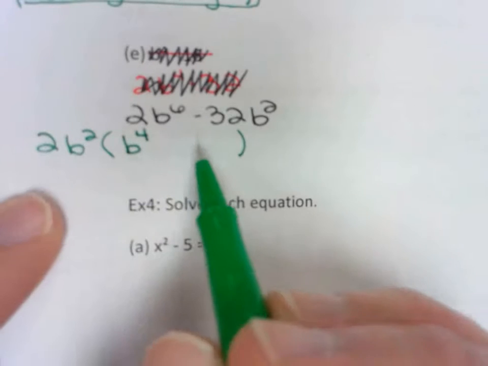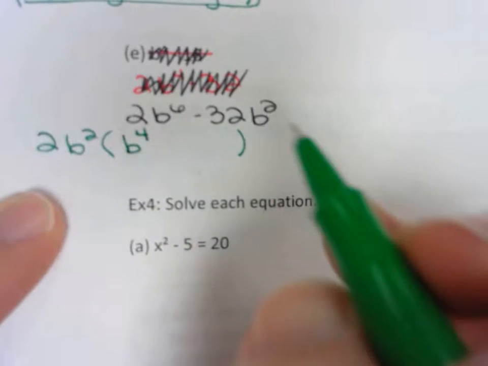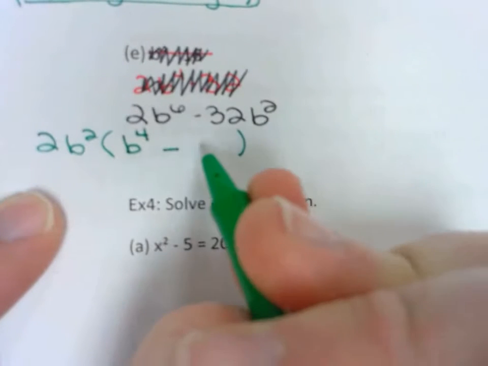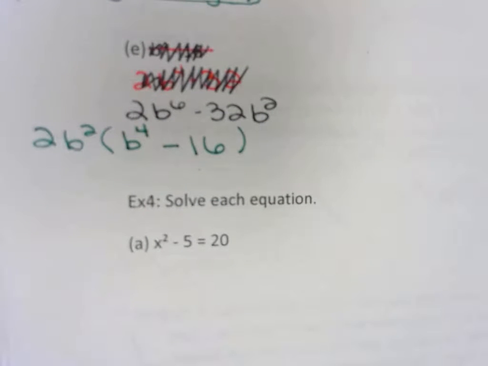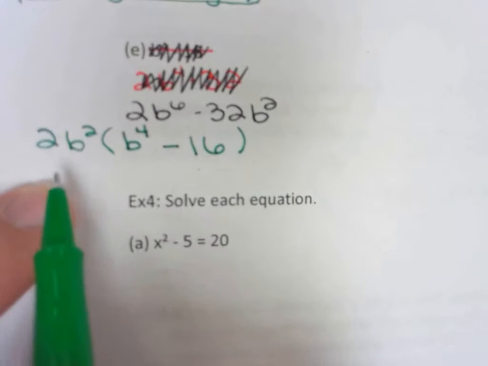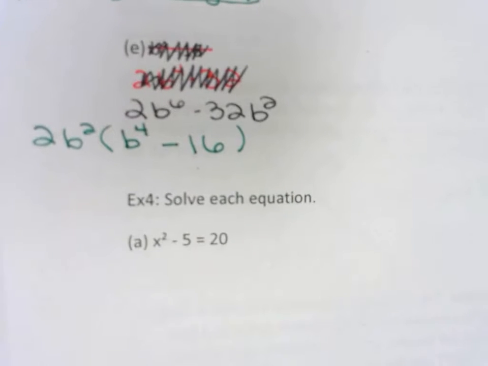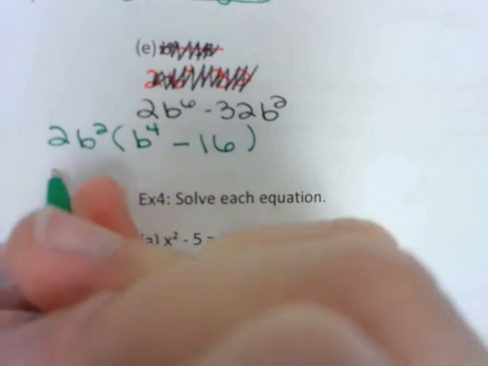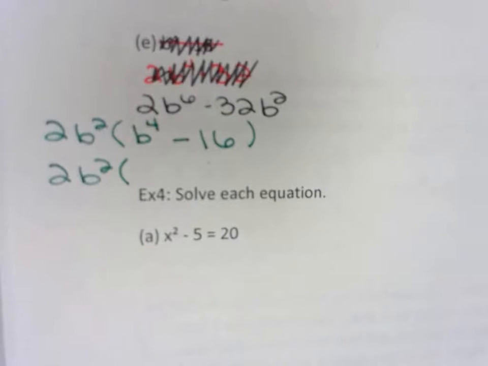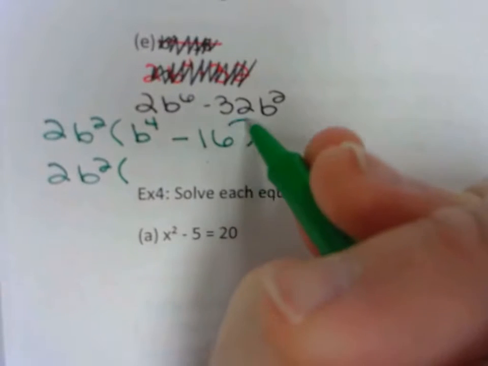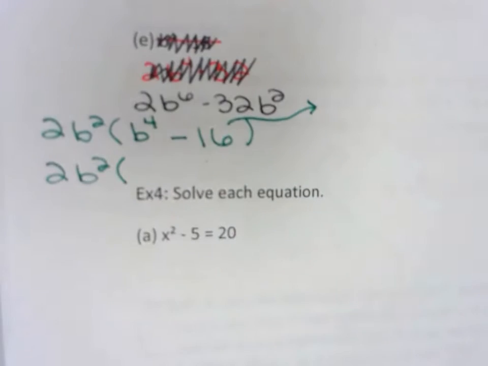Now let's think. 2 times what gives me negative 32? Negative 16. Do I need any b with it? No, because I started with b squared and I took out b squared. So now it's b to the 4th minus 16. So my 2b squared, my GCF, stays there. So I need to look in my parentheses and say, can I factor it further? What do I notice about the part in the parentheses?